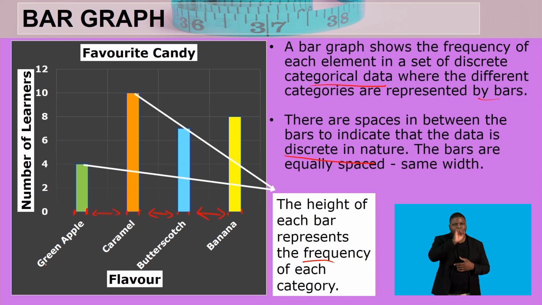For example, with the green apple flavor, we've got only 4 learners that say this is their favorite. With the caramel one, we've got 10 learners. Then the butterscotch one, we've got about 7, because it's almost in the middle of 6 and 8. So we say 7 learners say butterscotch is their favorite. And with the banana flavor, we've got 8 learners that say this is their favorite.